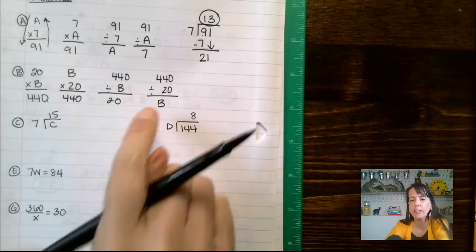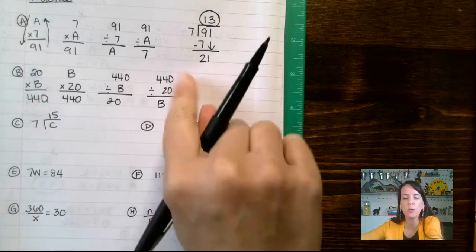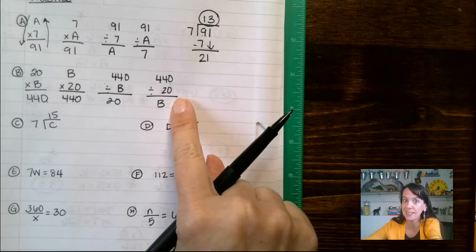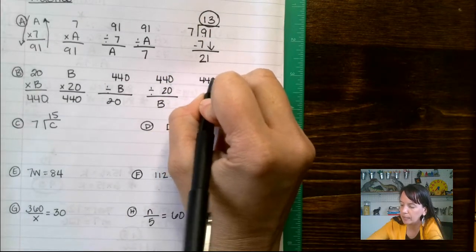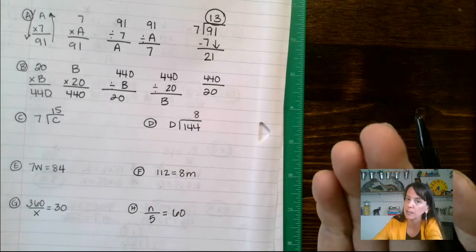Now, 440, again, I mentioned this, I think, 2 lessons ago, that you need to know how to write your division problems in multiple ways. Let's talk about that, because this is really helpful. This can be written like this: 440 divided by 20, which just is a fraction. That's all fractions are, is division.